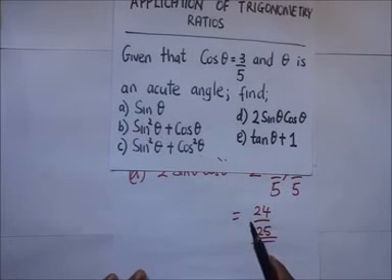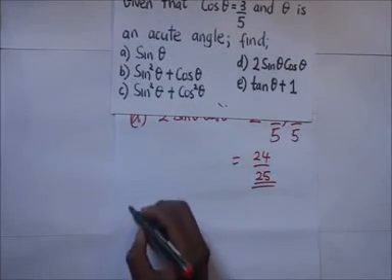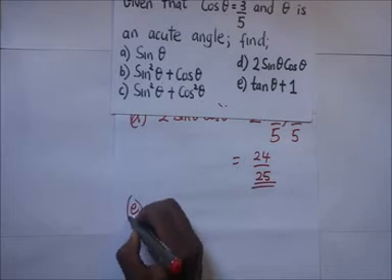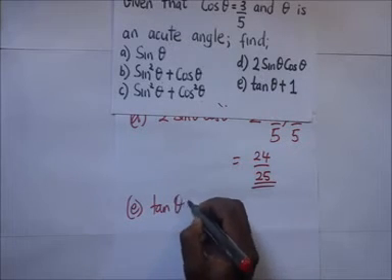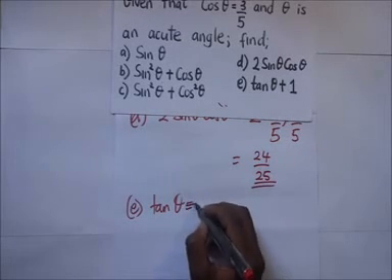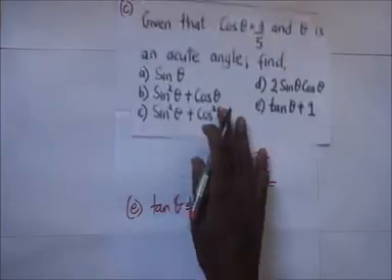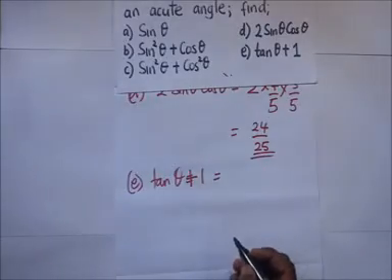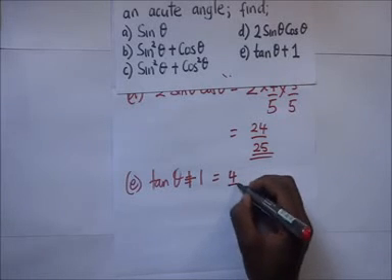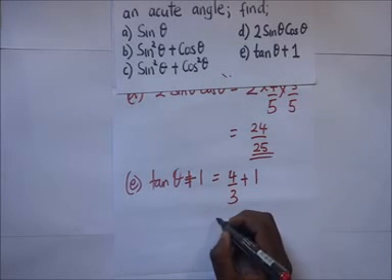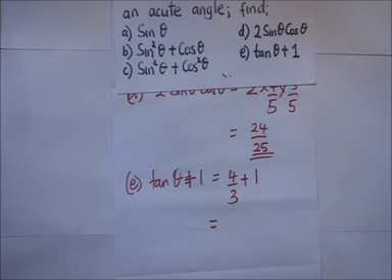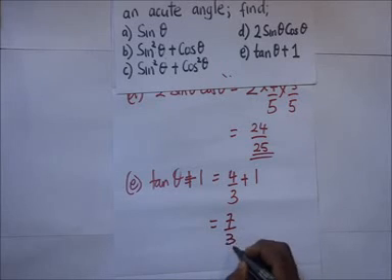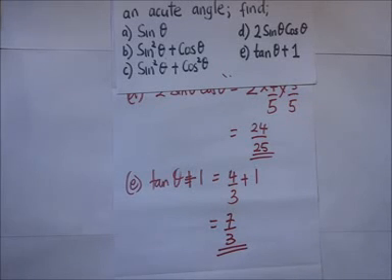Then next we have tan theta plus 1. That is our part E. Tangent of theta plus 1 is equal to our tan theta. We got tan theta as 4 over 3. So this is going to be equal to 4 over 3 plus 1. And that's simply going to give us 7 over 3. And that's going to be our answer.